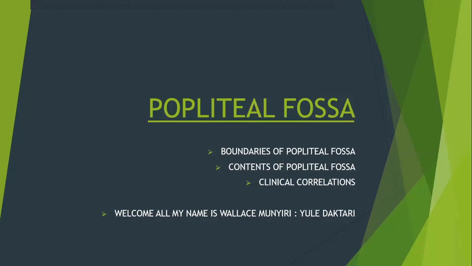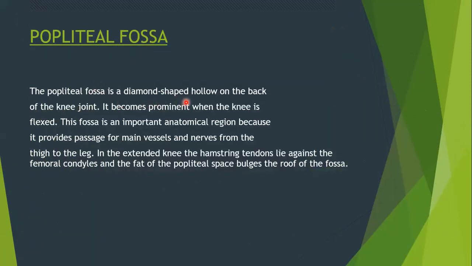Now, let's start. Popliteal Fossa is a diamond-shaped hollow on the back of the knee joint, which becomes prominent when the knee is flexed, but when it is extended, the hamstring tendons tend to lie against the femoral contents, and the fat of the popliteal space bulges to the roof of the fossa. If you palpate on the back side of your knee and you flex it, you will feel there is a hollow space, but when you extend the knee, the hollow space tends to disappear because the hamstring tendons lie against the femoral contents, and the fat in the popliteal space will bulge to the roof.